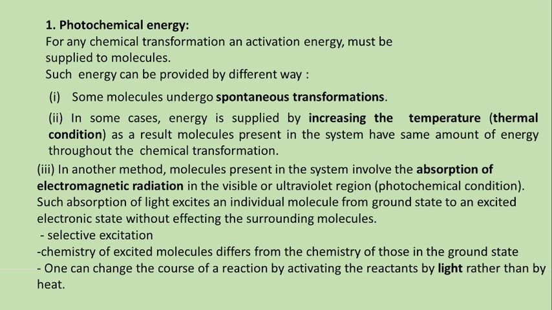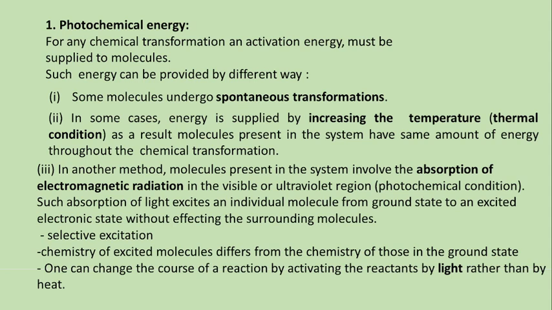Such energy can be provided in different ways. We know photochemical energy requires a light source. The light is nothing but E is equal to h nu. For this, some molecules undergo spontaneous transformation. In some cases, energy is supplied by increasing temperature, that is thermal condition. As a result, molecules present in the system have some amount of energy throughout the chemical transformation.